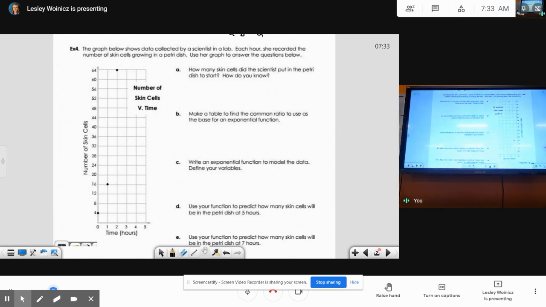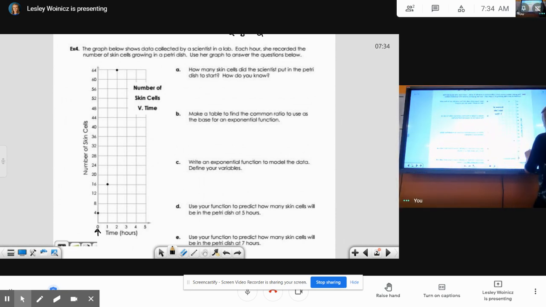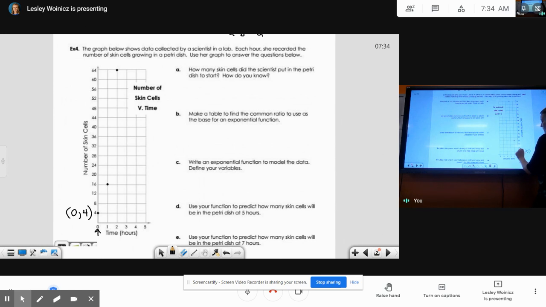Okay, here we have a graph showing data collected by a scientist in the lab. She's recording the number of skin cells growing in a petri dish. And we have to use the graph to answer the questions below. So how many skin cells did the scientist put in the Petri dish to start? So at the start, at time 0, she had 4 in there, because that's this point right there. So, let's see, 0, 4.